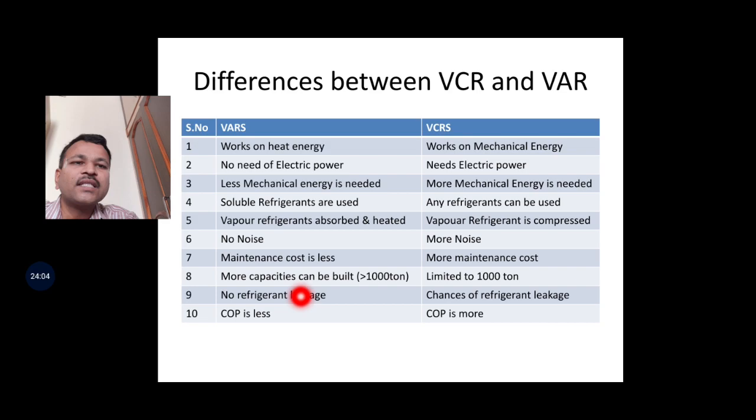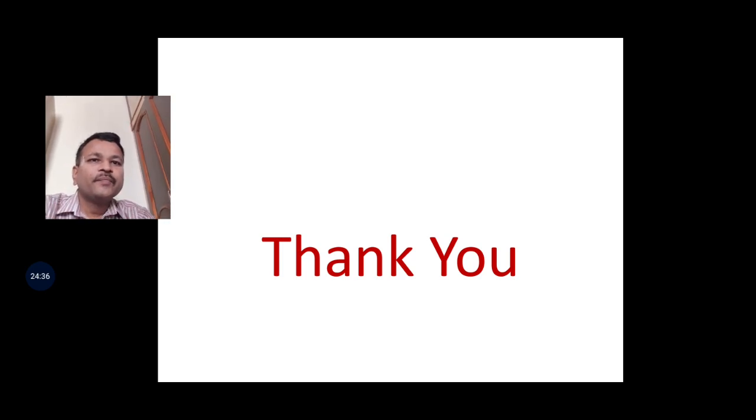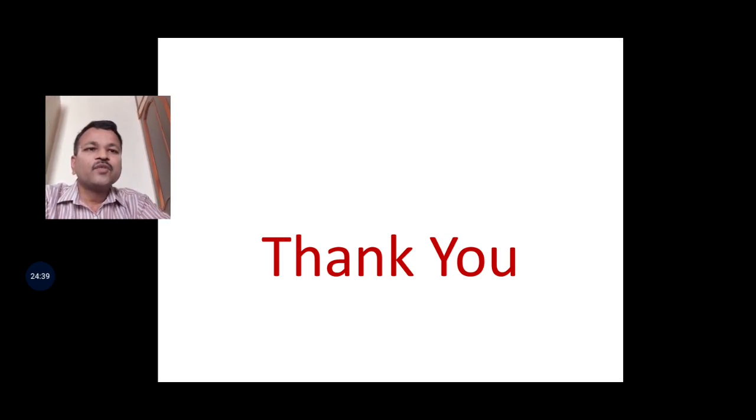Next, more capacity can be built. With vapor absorption, capacities of more than 1000 tons can be built, such a big unit, but you cannot build more than 1000 tons of refrigeration with compression. There is no refrigerant leakage here, while chances of refrigerant leakage exist there. COP is less in vapor absorption, but COP is more in the vapor compression refrigeration system. So this is all about the vapor compression and vapor absorption refrigeration systems.